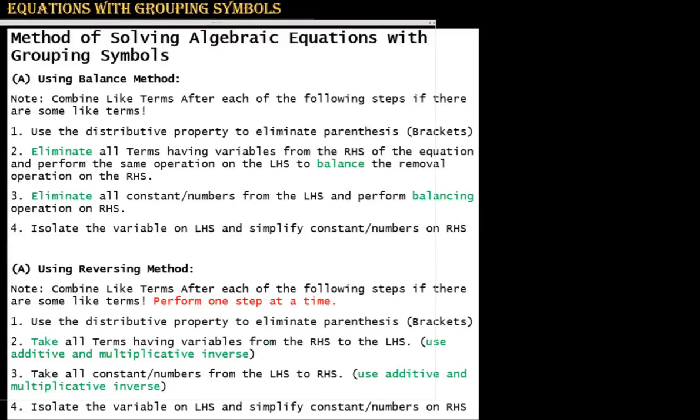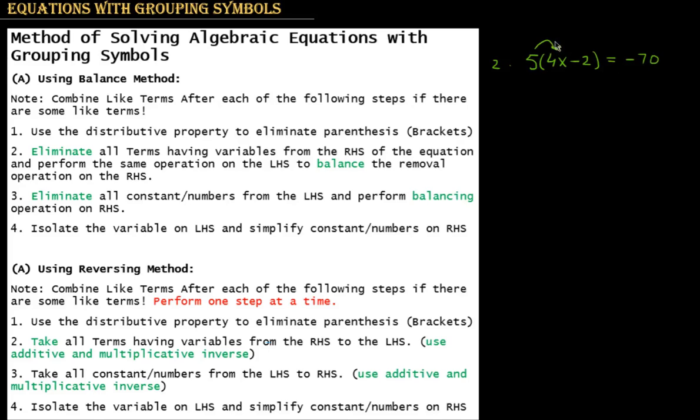Okay, so now we will do a few examples. One we have already done. So the second example is 5 multiplied by (4x minus 2) equals minus 70. First step, open the brackets. 5 multiplied by 4 is 20, so 20x. 5 multiplied by minus 2 is minus 10, equals minus 70.